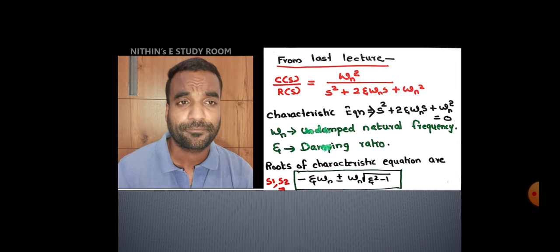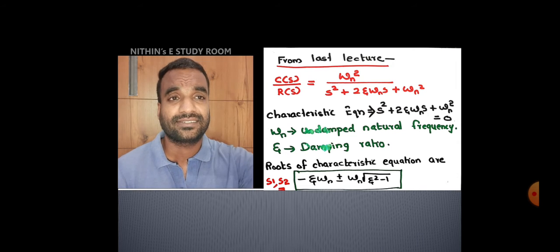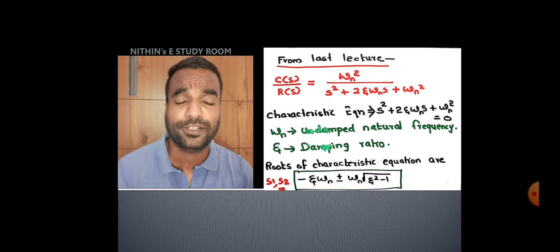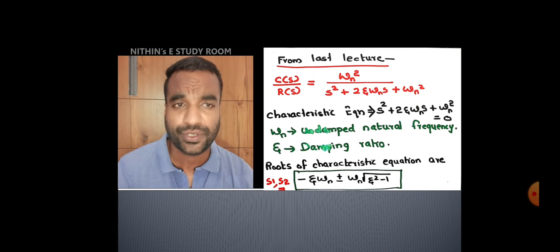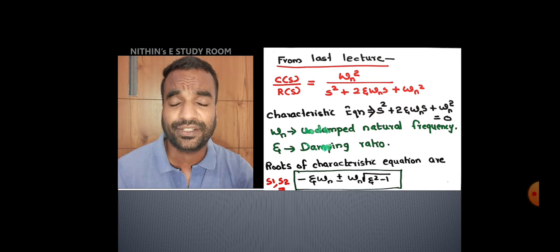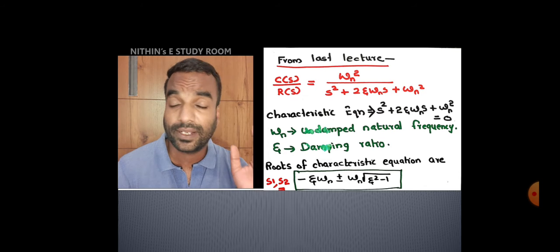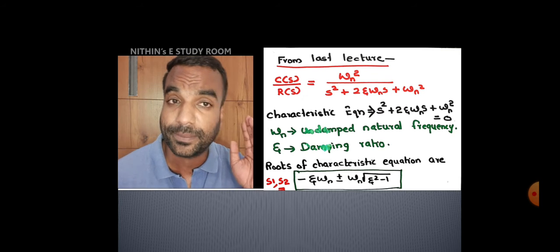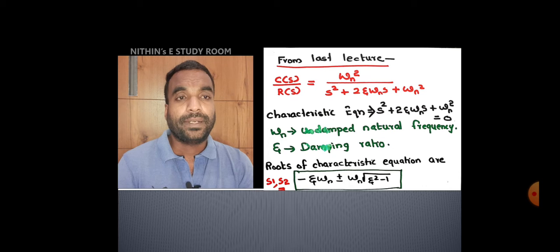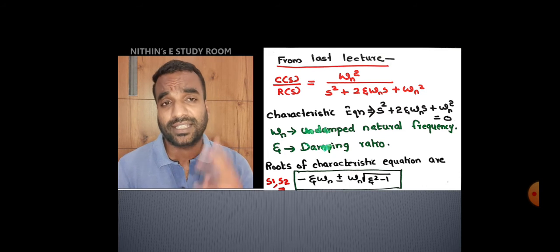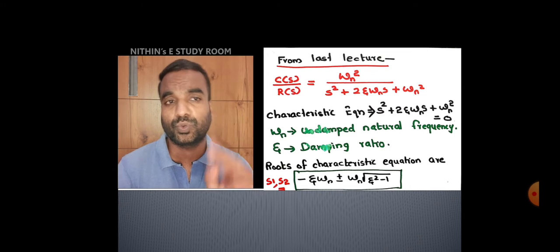We all know this. And roots of such a characteristic equation. The characteristic equation is nothing but the denominator, that is s square plus 2 eta omega n s plus omega n square is equal to 0. That is the characteristic equation. And roots of that characteristic equation are minus eta omega n plus or minus omega n into square root of eta square minus 1. By substituting these values, we will get the roots S1 and S2. As it is a second order system, always you will get two roots.